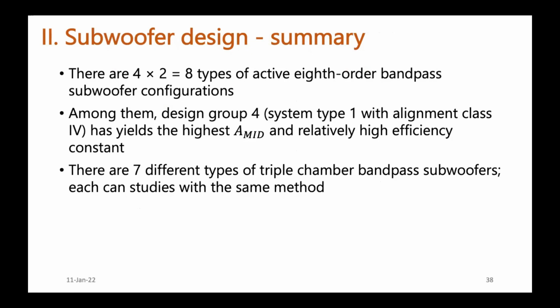and one of them, the class 2 with type 1, has the highest A_MID and relatively high efficiency constant. And there are in total 7 different types of triple chamber subwoofers. They have not been studied one by one, but each of them can be studied with the same method, and we can finally compare the responses to choose which one is better.